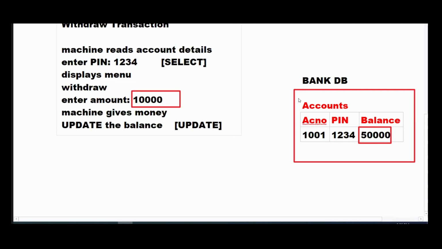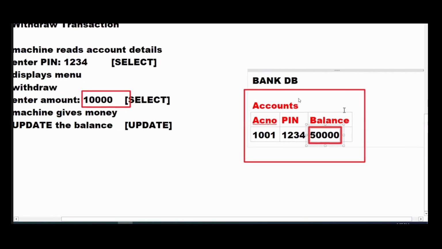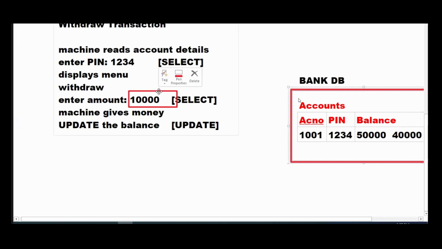So here, to check whether sufficient balance is there or not, which command will be executed implicitly? The select command will be executed. So finally, it is updating your account balance as 40,000. So this entire one is called one transaction. This is the withdraw transaction.